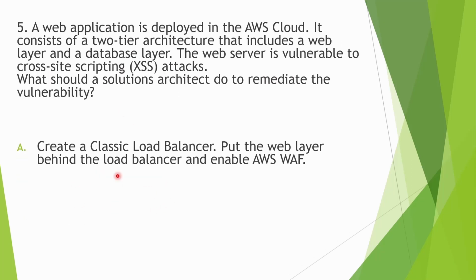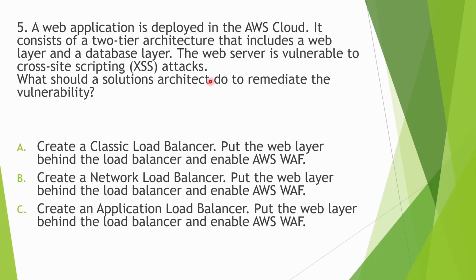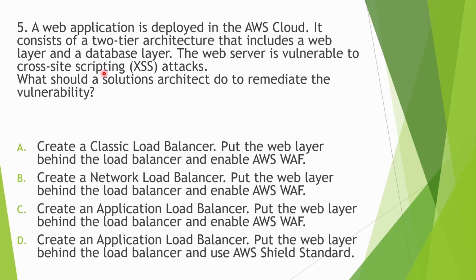Next, a web application is deployed in the AWS cloud. It consists of a two-tier architecture that includes a web layer and a database layer. The web server is vulnerable to cross-site scripting. See your key point: cross-site scripting attacks. So this is our key pointer. Whenever you see cross-site scripting, the answer will be to remediate it, we need WAF, which is web application firewall.